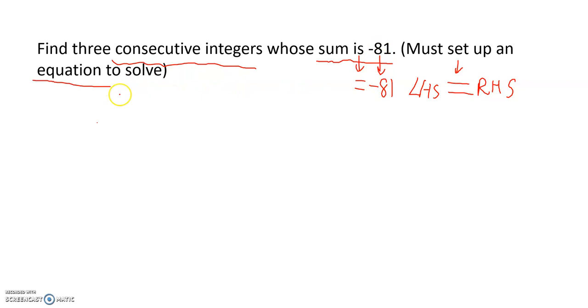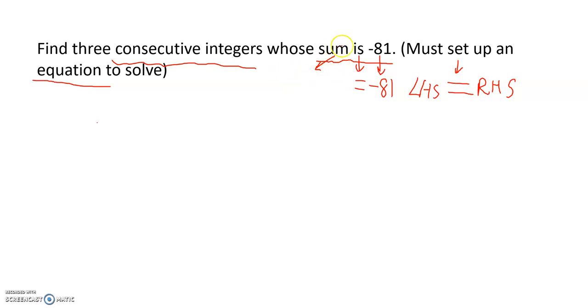Previously we learned how to translate English words, phrases, or sentences to mathematical symbols. So far I got these last two words. Is is the equal sign, and negative 81 is already a mathematical symbol. But the next part is the sum. Sum means addition. So we're adding.